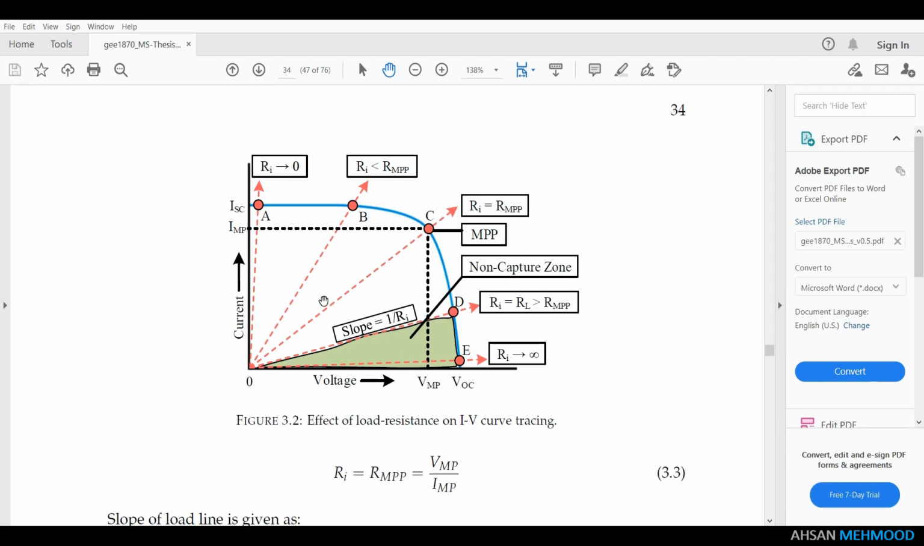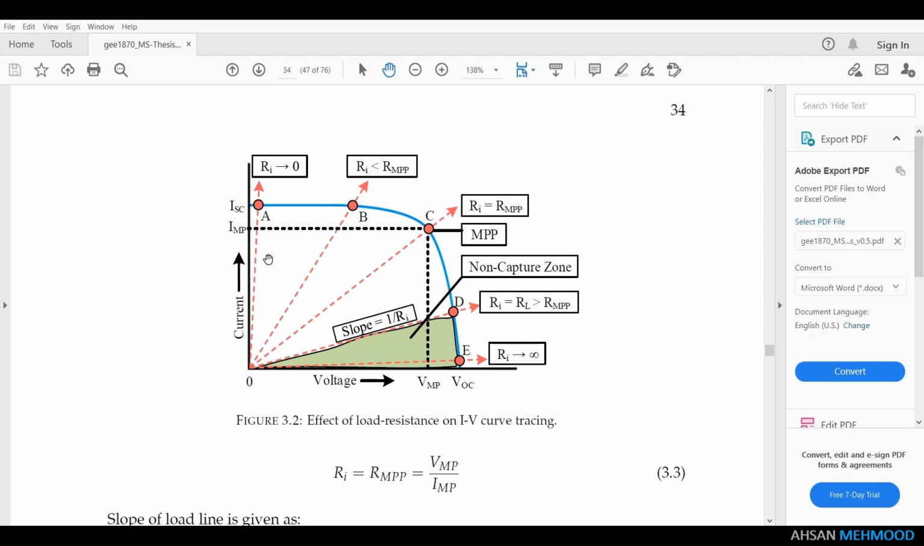The red dotted line depicts the load line, which has a slope of 1 by Ri. We decrease the duty ratio from 1 to 0 when scanning the IV curve of a PV array, and as a result this load line moves from left to right from point A to E.